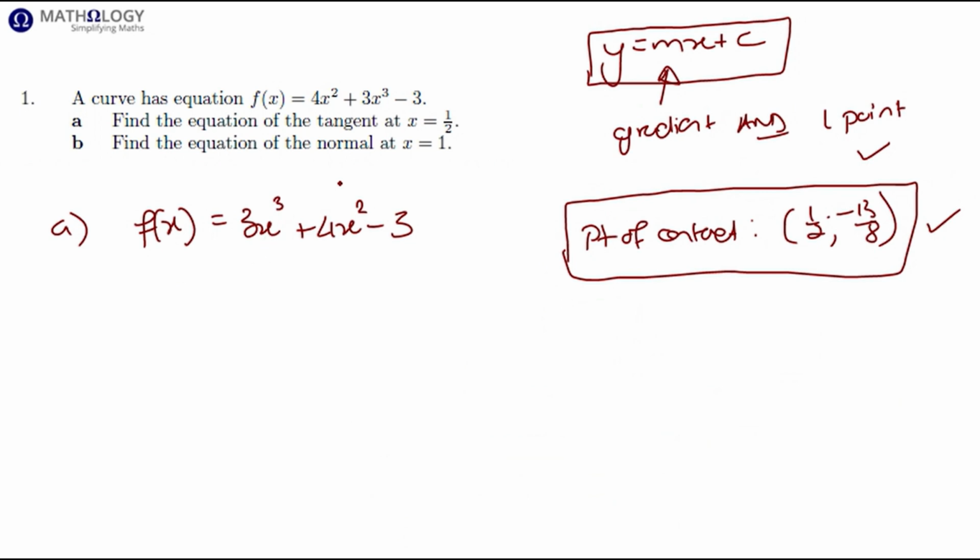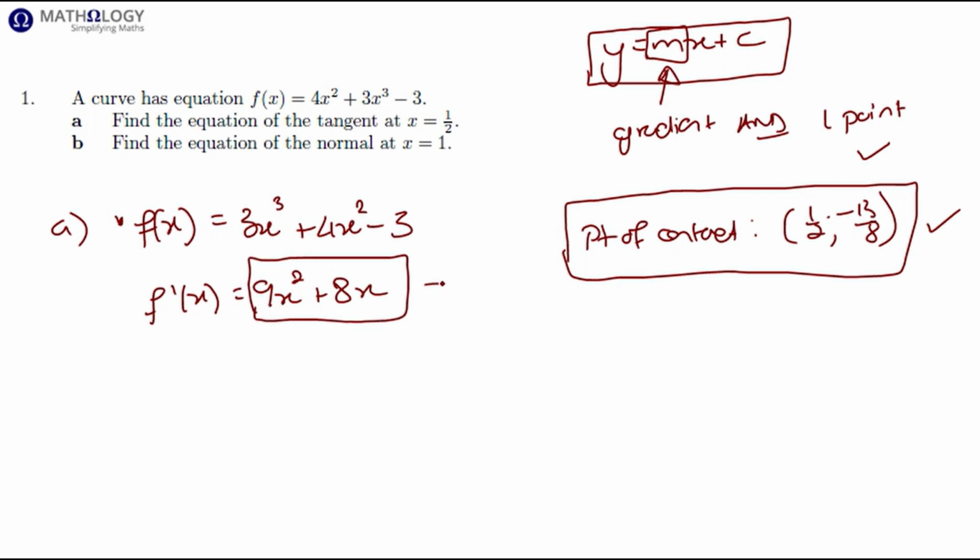Now to find the gradient of the tangent, we are going to be differentiating the curve. The reason we do that is because the derivative of a curve will give us the gradient function, right? In other words, the gradient of a tangent to the curve. So we are going to differentiate this function, f prime x. That will give us 3 times 3 is 9, that's 9x squared plus 8x. This expression, 9x squared plus 8x, represents the gradient of a tangent to f of x, any tangent.